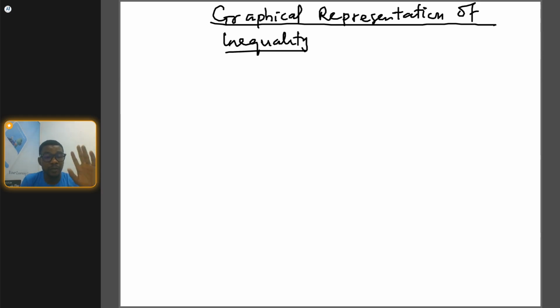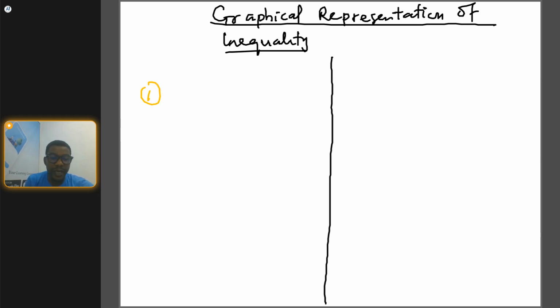So we have six cases under that. I'm going to discuss the six cases for us, and we're going to take it one after the other. The first: if I have x is less than a. Take note that a can be any number. Then a can be any number.